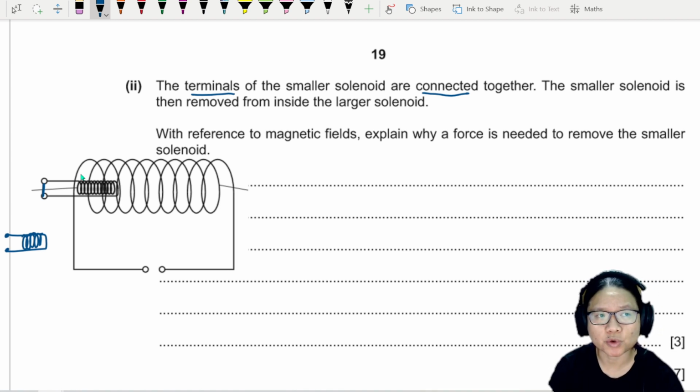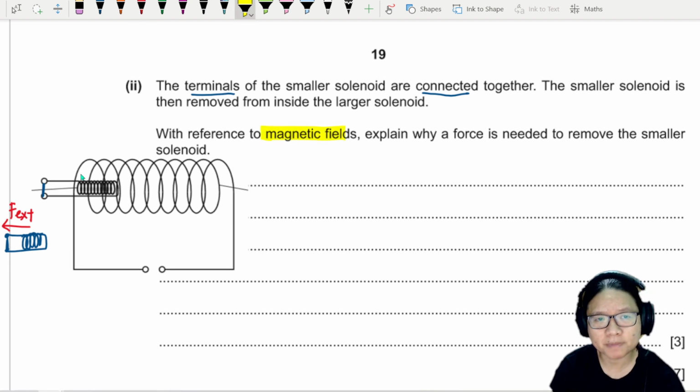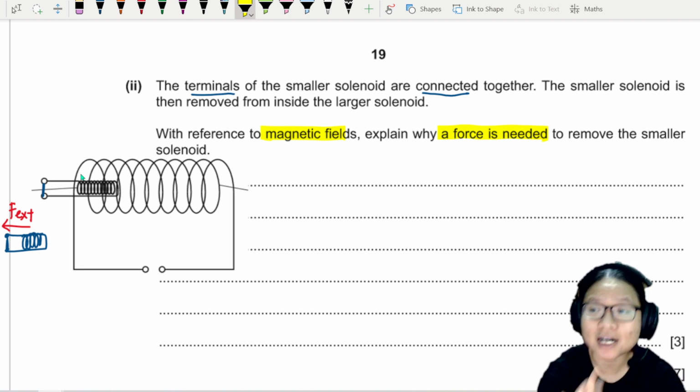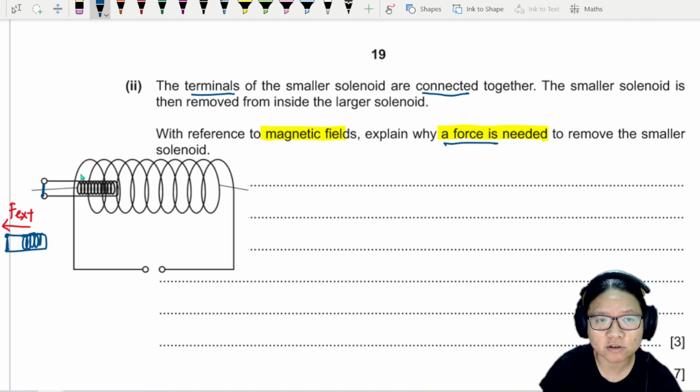The smaller solenoid is removed from inside the larger solenoid. So you can tell from my drawing that I have actually pulled the solenoid out. Meaning, in order to pull this one out, I need an external force. I put this F_EXT. With reference to magnetic field, explain why a force is needed. So if a force is needed, it means that the larger solenoid is attracting the smaller solenoid.